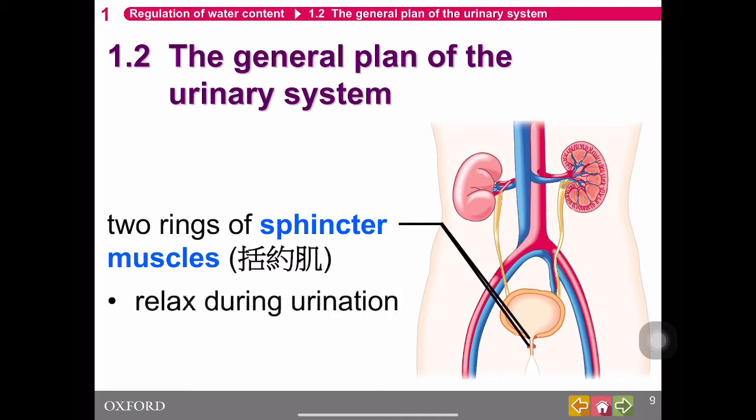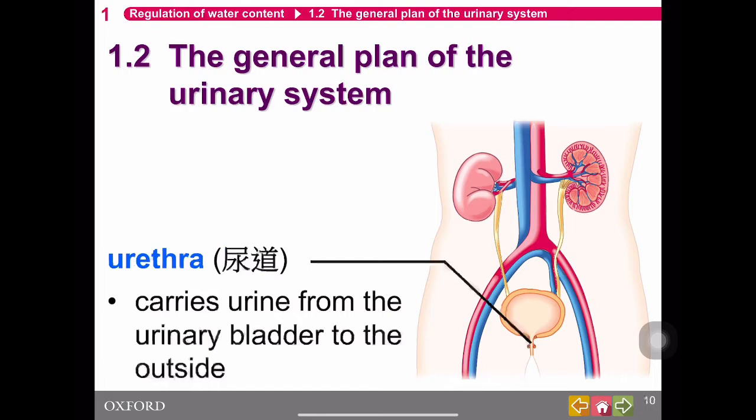During urination, they will relax. At the same time, the muscle of the urinary bladder will contract. Then the urine will be released through the small tube we call urethra to the outside.